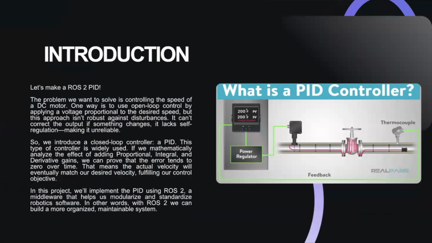Okay, so first of all, the introduction. The problem we want to solve is controlling the speed of a DC motor. One way is to use open loop control by applying a voltage proportional to the desired speed, but this approach isn't robust against disturbances. It can't correct the output if something changes. It lacks self-regulation, making it unreliable.